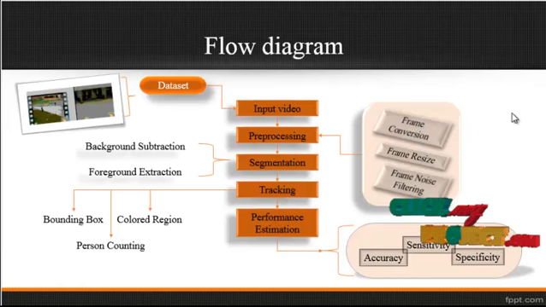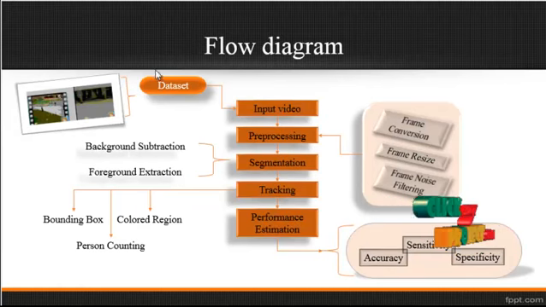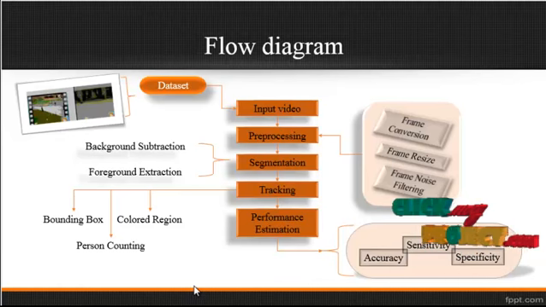Now we are going to discuss the flow diagram for the process. This is the overall flow structure. At first, the input video is taken from the dataset. The dataset is a folder which consists of several input videos. After getting any one video from the dataset, pre-processing is carried out. In pre-processing, we have three major procedures. First is frame conversion, second is frame resize, and third is frame noise filtering. In the frame conversion step, the video is converted into a sequence of images.